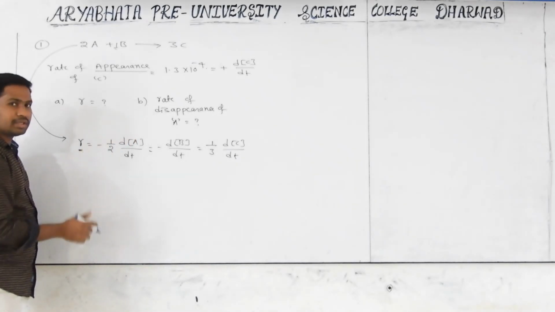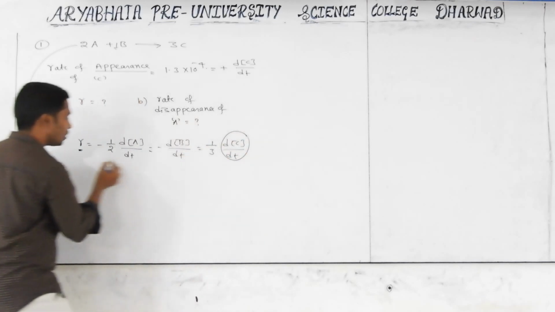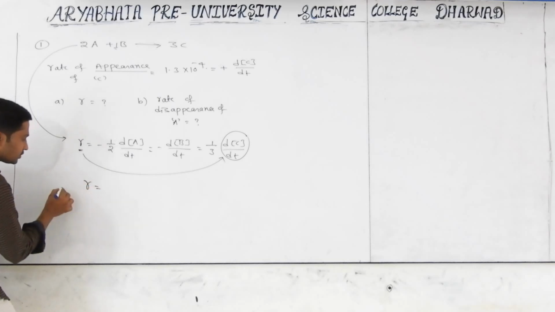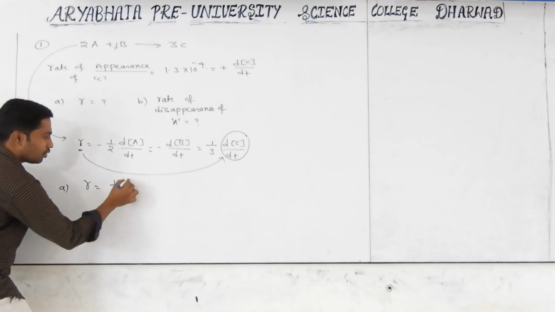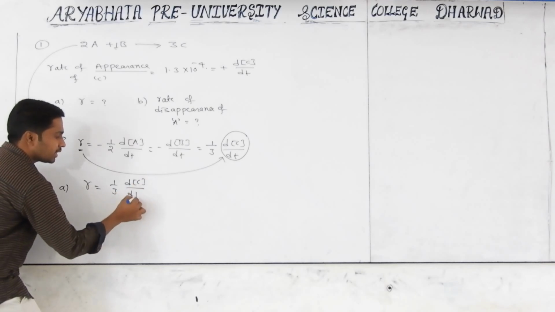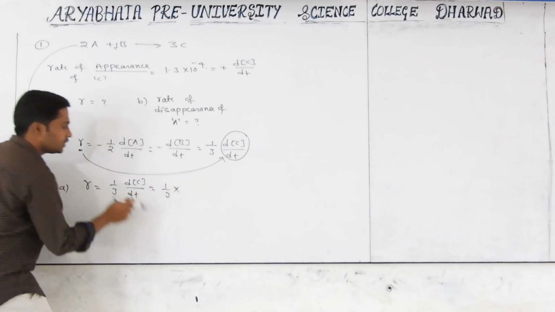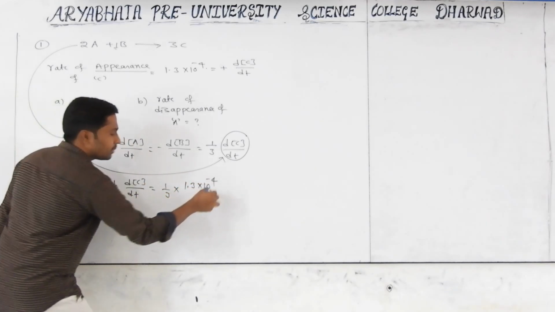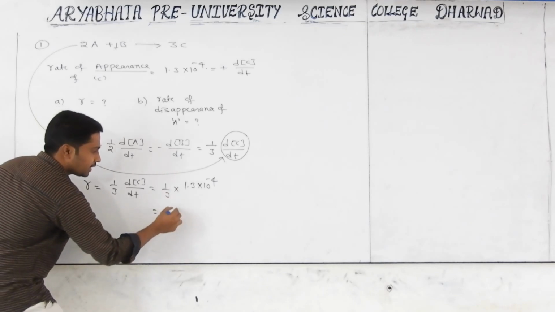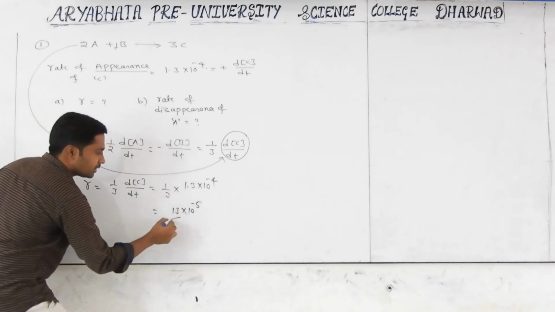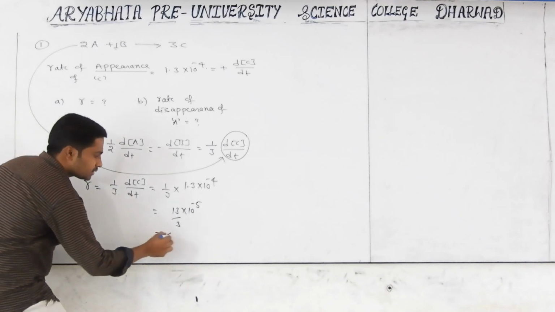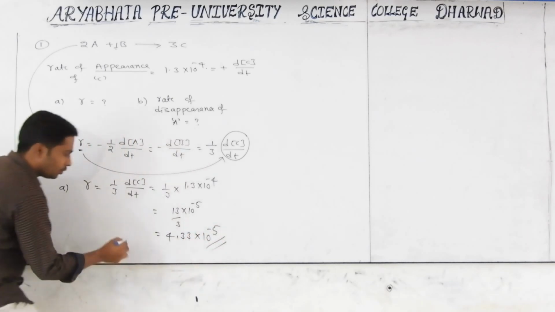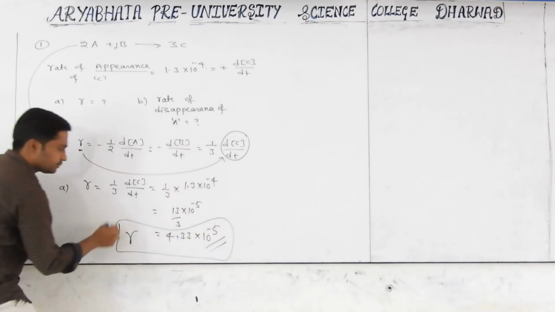Now, what is asked is the rate of reaction. Which term do we know among all these? We know dC by dt, so this relation can be taken. The rate of reaction is equals to 1 by 3 of change in concentration of C by time change, 1 by 3 of 1.3 into 10 to the power of minus 4. Simplifying, we can write it as 13 into 10 to the power of minus 5 by 3, which is 4.33 into 10 to the power of minus 5. This is the rate of the reaction.